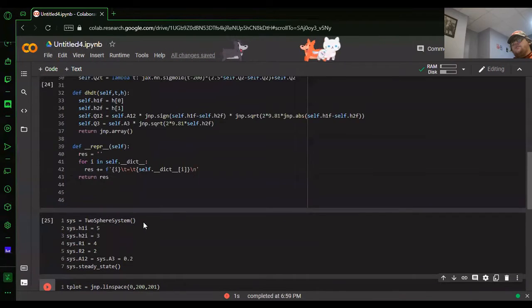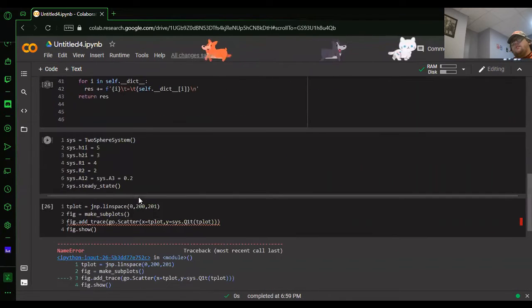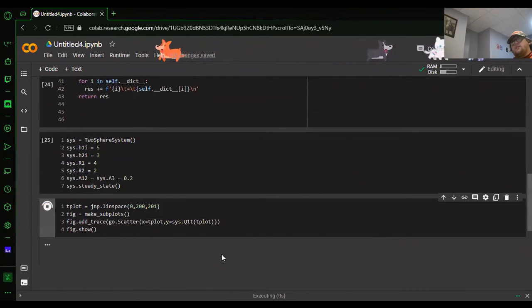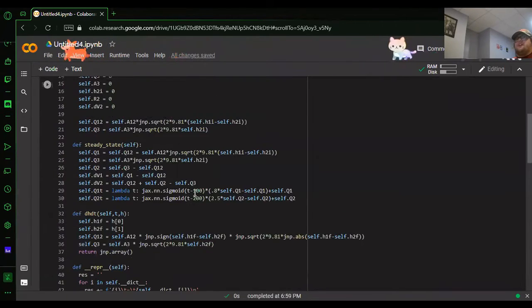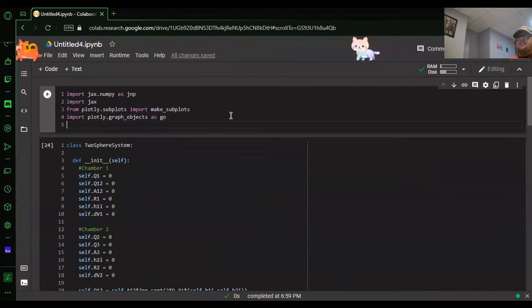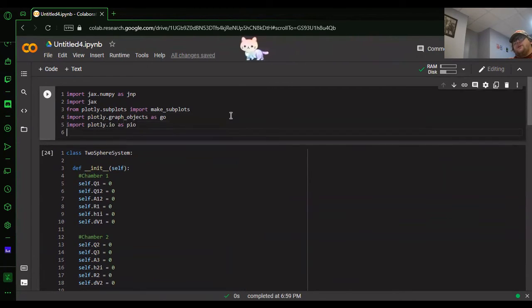Name go not defined. Try that again. Oh god, that hurts my eyes. Please give me a second. plotly.io templates.default equals plotly_dark.